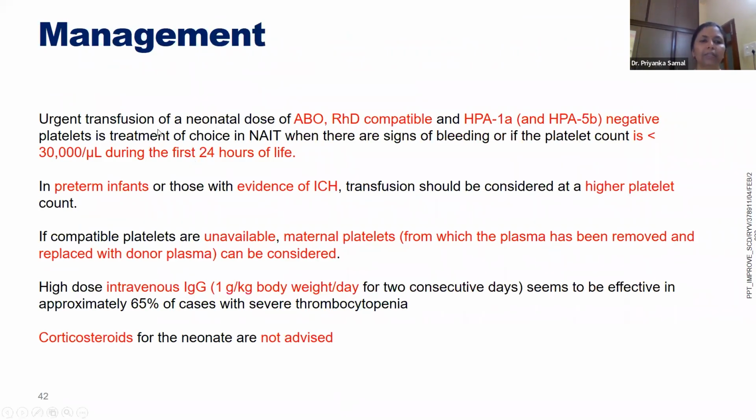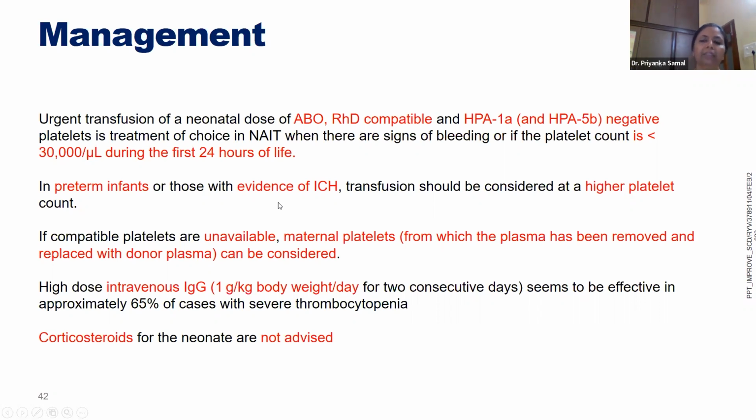So how do you manage it? Urgent transfusion. A child with an ICH, you have to give urgent transfusion. So neonatal dose of ABO RhD compatible and human platelet antigen 1A negative platelets are the treatment of choice in need. When there are signs of bleeding, if the platelet count is less than 30,000 during the first 24 hours of life, or there is evidence of ICH.